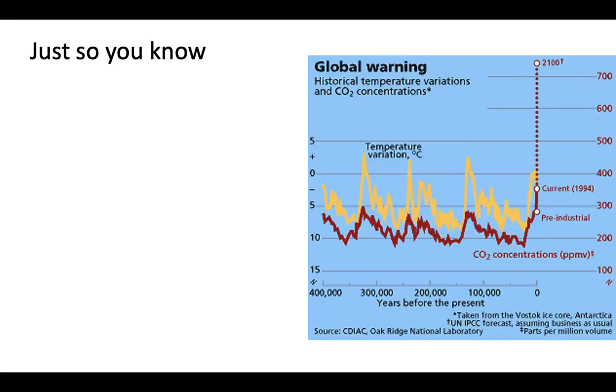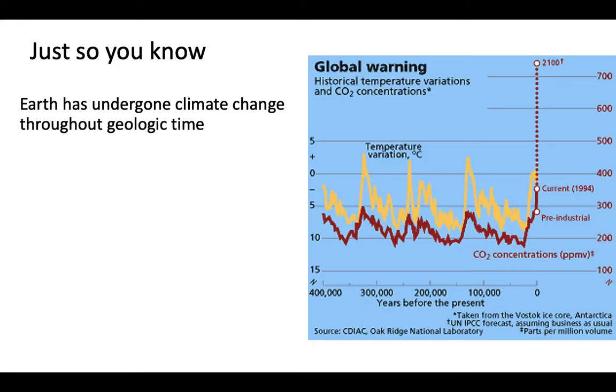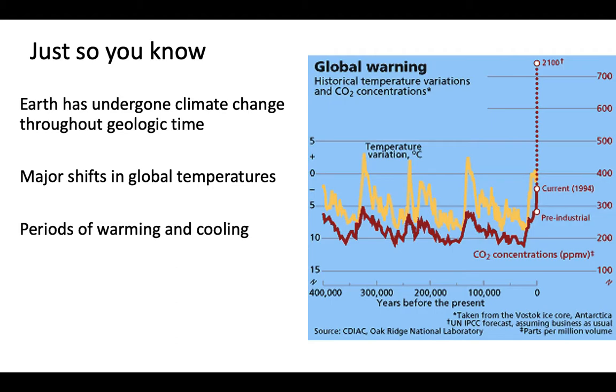Now, just so you know, there have been fluctuations in the CO2 levels and the temperature of Earth for hundreds of thousands of millions of years. The Earth is very old, and there have been changes in the climate throughout geologic time. And there have been major shifts in the global temperatures, like the Ice Age. So it's not like this is the first time this is ever happening, where you're seeing periods of warming and cooling.